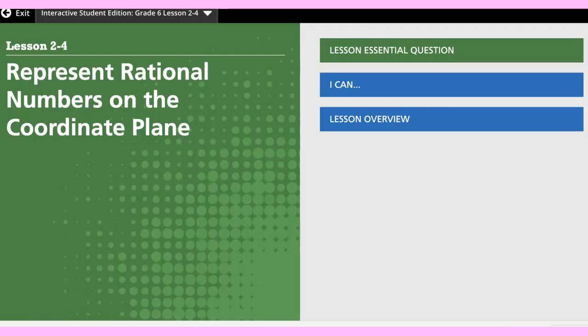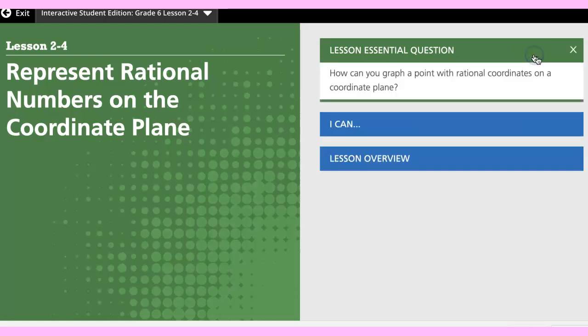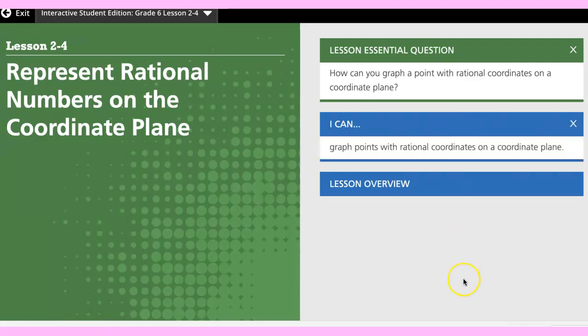Everyone, we're here on part 2 of this lesson on representing rational numbers on the coordinate plane. Let's review our essential question: How could you graph a point with rational coordinates on the coordinate plane? As we know, rational numbers are numbers that can be represented as a fraction. Fractions can also be represented as decimals if you transform them into equivalent expressions. So we graph points with rational coordinates on a coordinate plane.